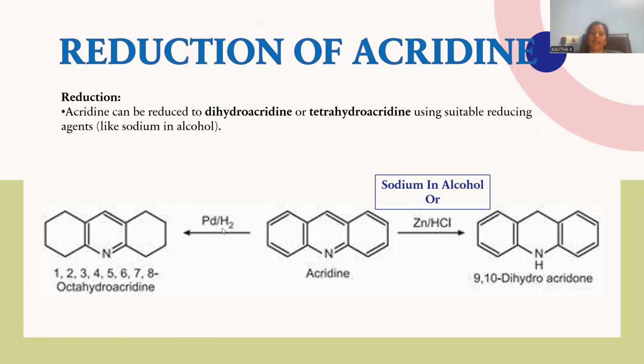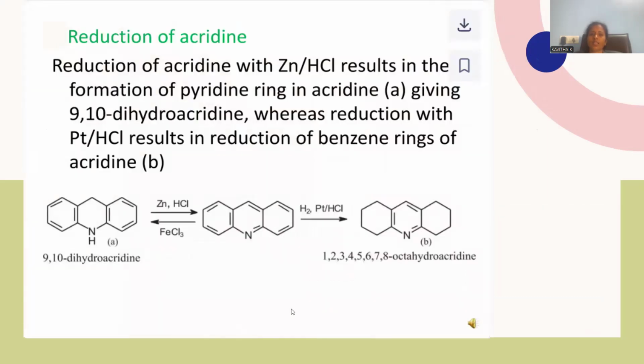So this is one kind of partial reduction process. Again, palladium and hydrogen reduction operated upon the same acridine gives selective reduction of the benzenoid nucleus without affecting the heterocyclic ring system. This is said to be octahydro. If all the benzene rings are reduced, that is octahydroacridine as the final product. This is the way reduction is manifested over the acridine molecule.